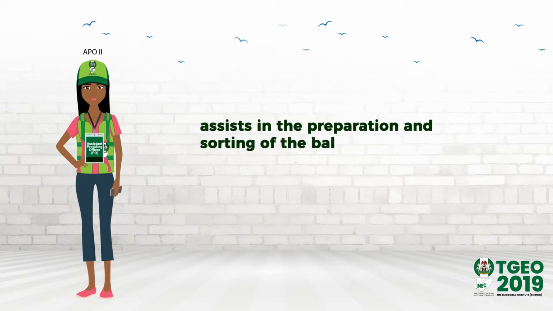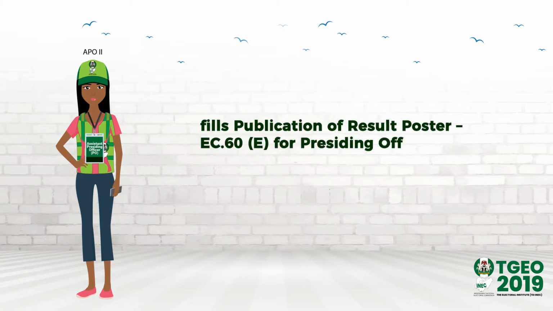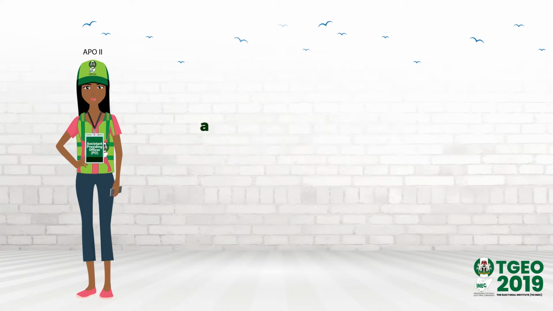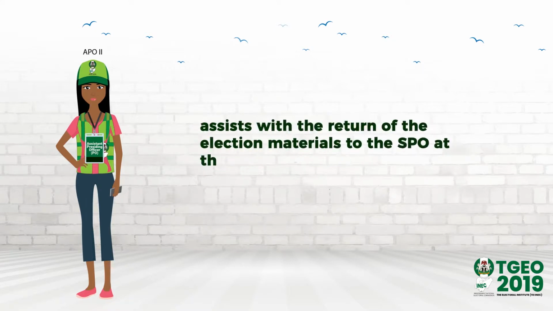Assist in the preparation and sorting of ballots. Fill the publication of result poster EC60E for the Presiding Officer to sign and post. Assist in the return of election materials to the SPO at the close of the poll.